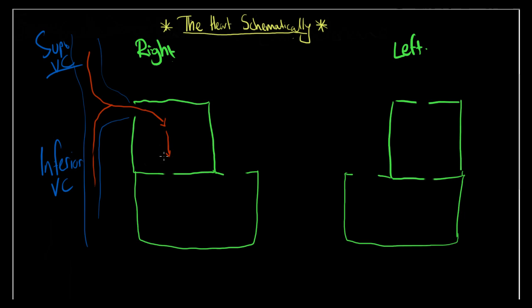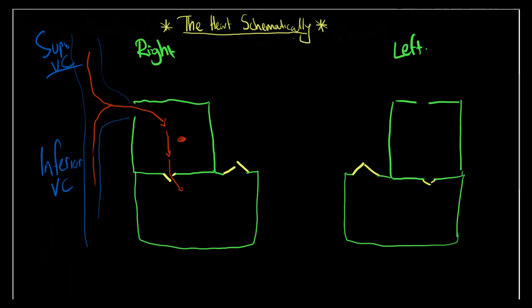From here, we're going to come down and we're going to go through a valve. We put the valves on. We're going to go through a valve and into our right ventricle. You can see the way this valve is made, that if there's more pressure in our atrium than there is in our ventricle, it's going to push the flaps of this valve open.